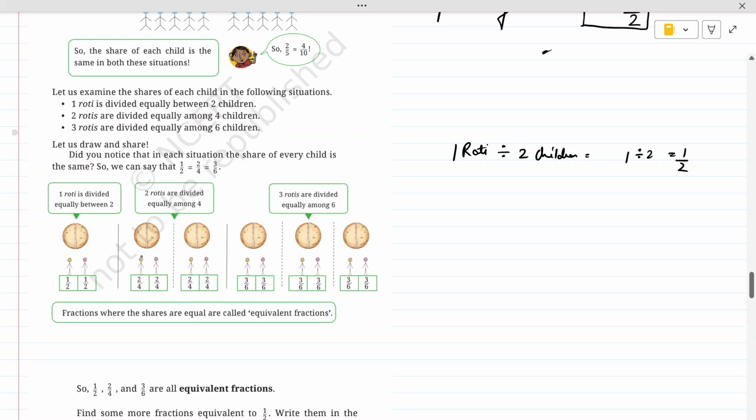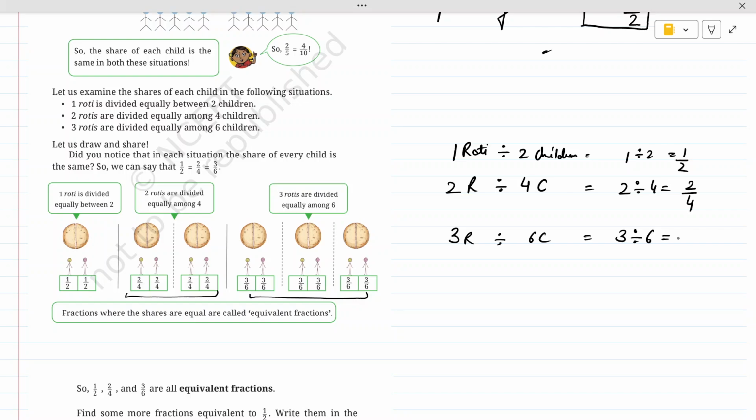Now in the second one, this is the complete example where 2 rotis are divided into 4 kids. So 2R I am writing for roti and 4C for children. We can write this as 2 by 4. And in the third example, number of rotis are 3 and number of kids are 6. So 3 divided by 6, which can be written as 3 by 6 here.